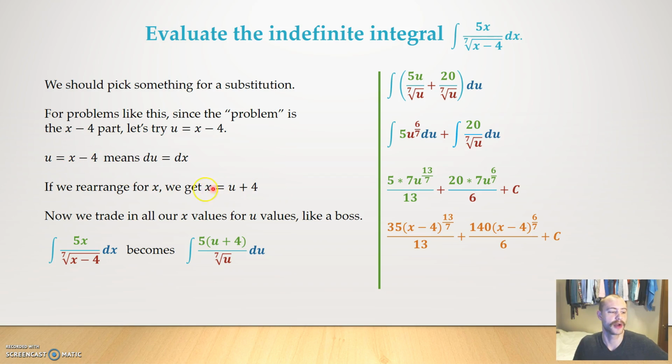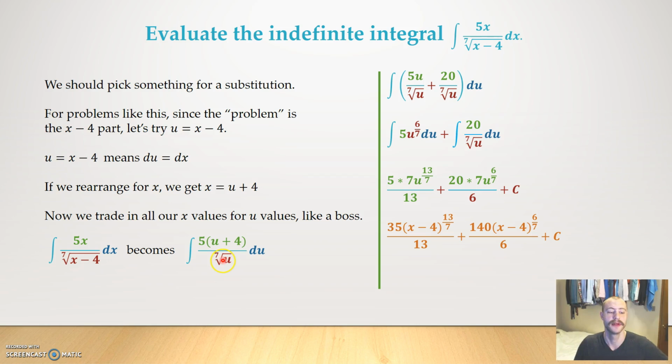I just brought the 4 to the other side, no problems there. Now we trade in all our x values for u values like a boss. When we do u-substitution, you don't just trade in some of your x's for u's. You trade in all of your x's for u's, including your dx. You have to trade in everything that has an x for a u. Usually, if you have some limits of integration, some bounds of integration, you could even change those to be in terms of u. You don't have to, but you can. Let's see what happens when we trade in all our x's for u. So 5x becomes 5 times (u plus 4) because x is u plus 4. The 7th root of x minus 4 becomes the 7th root of u because we picked u to be x minus 4.